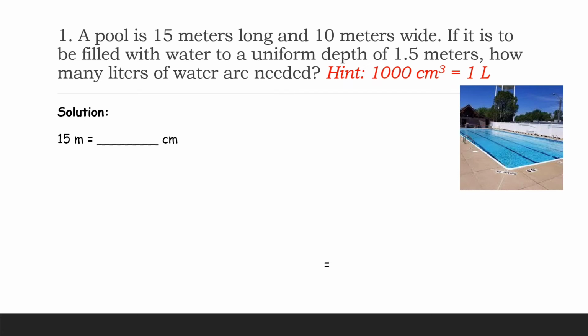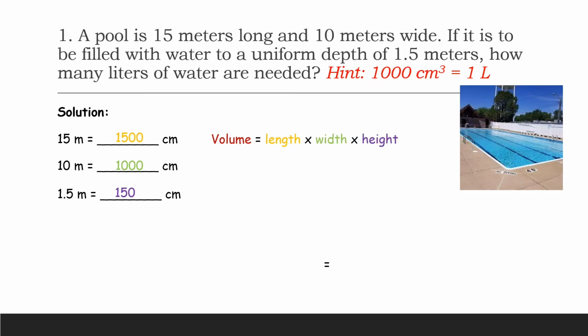So, we have its length 15 meters. So, 15 meters is equivalent to 1,500 cm or centimeters. The width is 10 meters, which is equivalent to 1,000 centimeters. Okay? Then next, the depth or the height, which is 1.5 meters and equivalent to 150 centimeters.